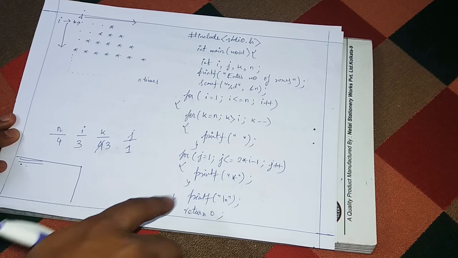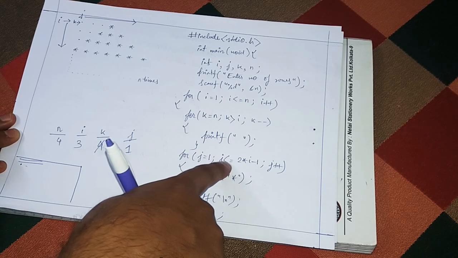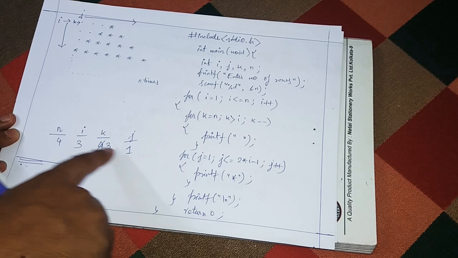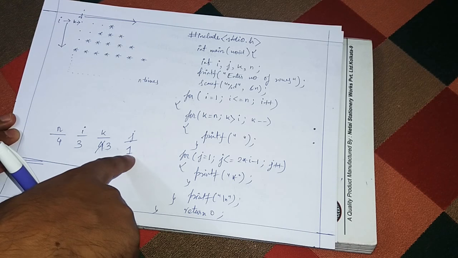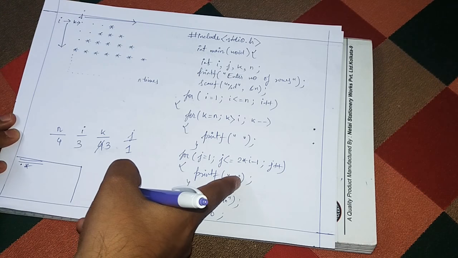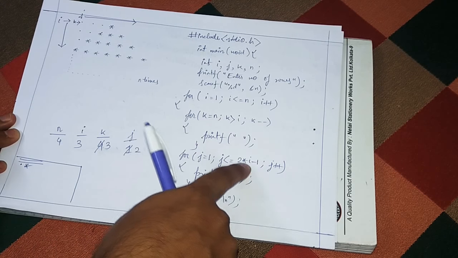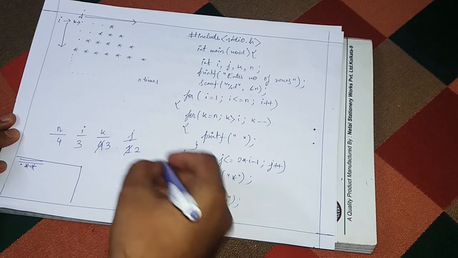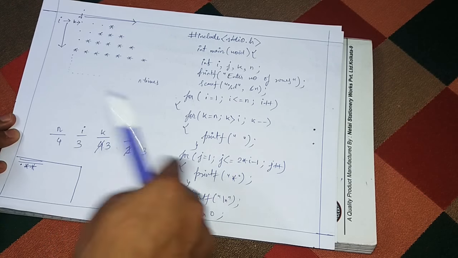Here we have assumed that 2 rows have already been printed and we are printing the third row. So j will start from 1 and it will check j less than or equal to 2 into I minus 1. Is 1 less than or equal to 2 into 3 minus 1, which is 5? True. So it will print a star. Again it will do j plus plus, which is 2. Again it will check, is 2 less than or equal to 5, which is true. So again it will print a star. Again j plus plus, which is 3. Is 3 less than or equal to 5? Again true.